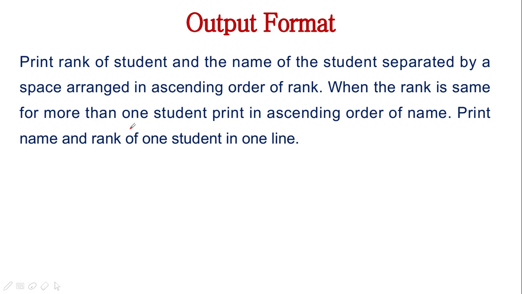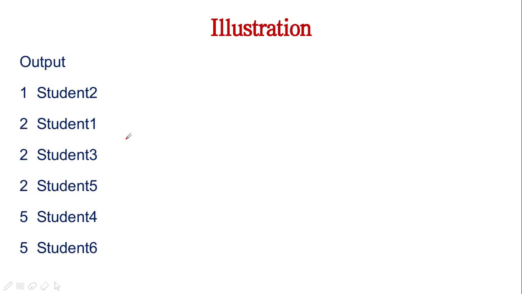The required output format is that you should print the rank of the student and the name of the student separated by space, in ascending order of the rank. The student who has scored the highest score, his name should be displayed first. When the rank is the same, as given in the problem, print the students in ascending order. Multiple students have got the same rank; how will we print the names? In ascending order of their name, right? For this example, this is how we will print: first the rank and then the name of the student, and so on.